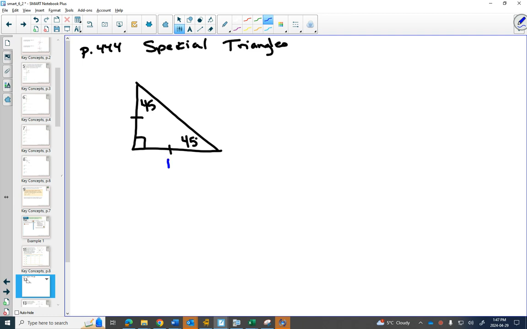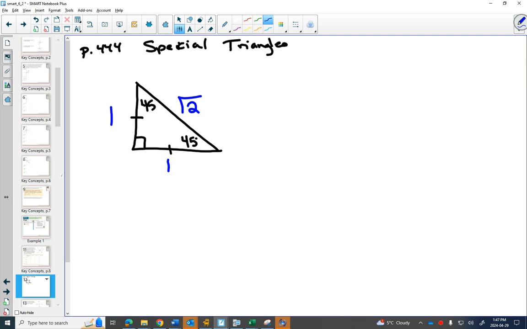So I'm going to pick 1. I could pick 2, I could pick 3. It actually wouldn't matter what number I picked. Then this side would be 1. And a squared plus b squared equals c squared would make this side square root of 2.